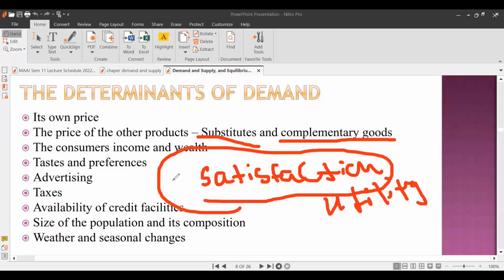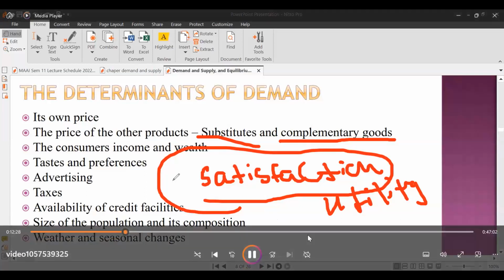So how much is the salwar? How much is the trouser and the t-shirt? Likewise, when you like to compare the prices of other substitute goods, right? Other substitute goods. So, okay.